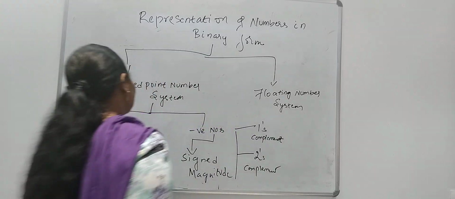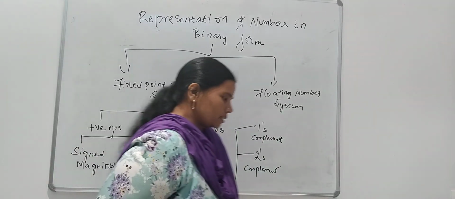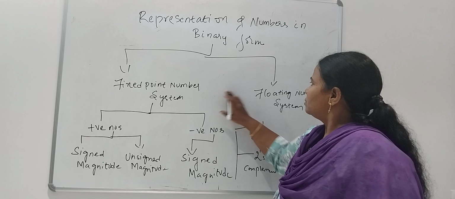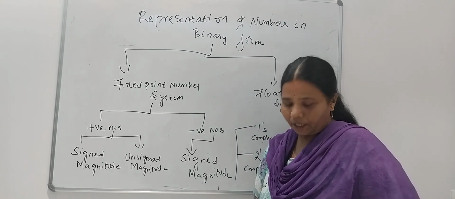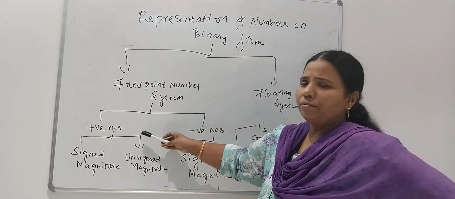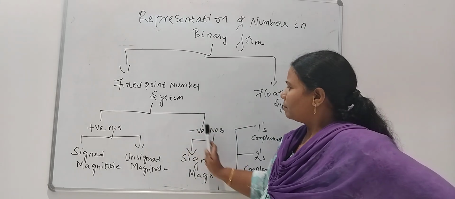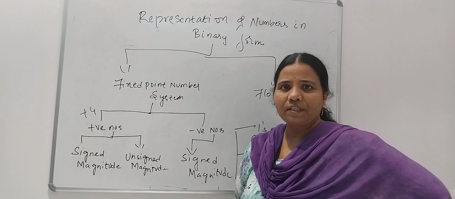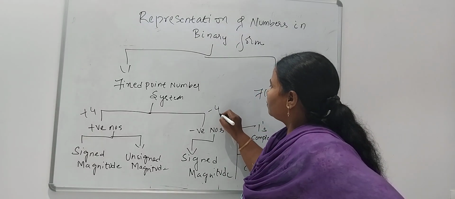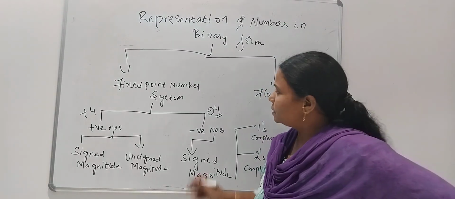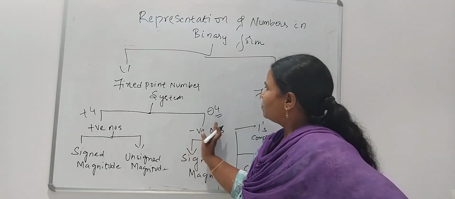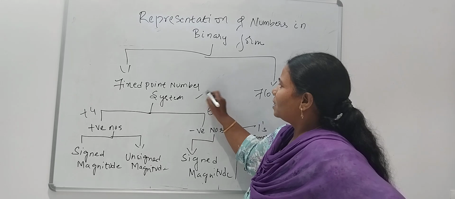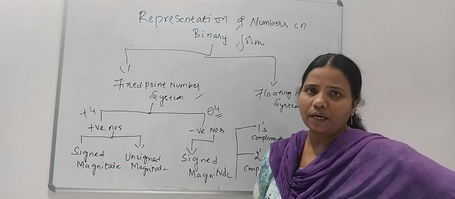I already discussed that the number system in your computers is divided into the fixed point number system and the floating point number system. In the fixed point number system you are going to have two kinds of numbers, positive and negative. If you take +4, this is a positive number, represented with a positive sign. Similarly, if you go for minus 4, the same number is represented with the negative sign. This is said to be a negative number. The representation of numbers as positive and negative numbers is what we call the fixed point number system.